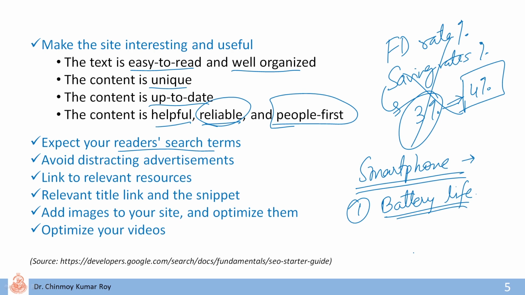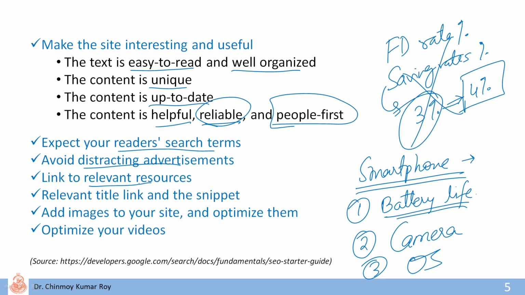So you need to expect your readers' search items. Smartphone with good battery life, smartphone with a good camera, or this much megapixel camera, or any OS or whatever, right? Also avoid distracting advertisement. There should not be any distracting advertisement. On your website, you may be giving various advertisements of your own products, or backlinks for some other products. Try to avoid those distracting or misleading advertisements.